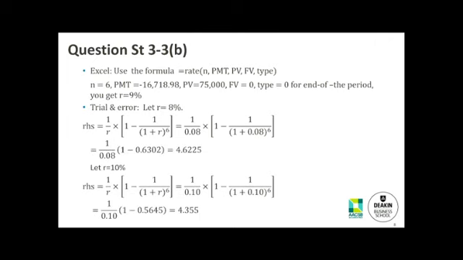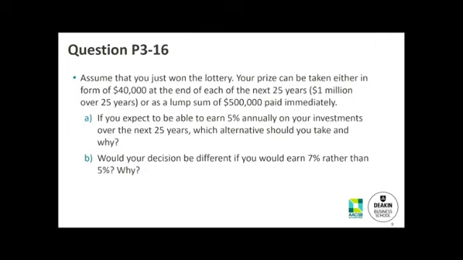Up to this stage, any questions? Let's move to the next question. Okay. Assume that you just won the lottery. You're lucky. Your prize can be taken either in the form of 40,000 at the end of each of the next 25 years, or as a lump sum of 500,000 paid immediately.